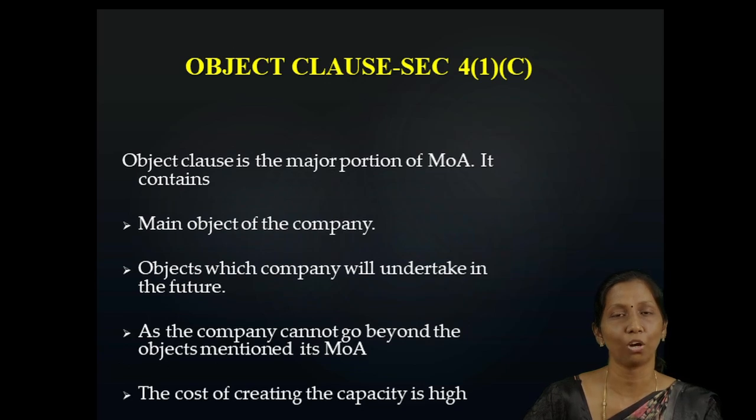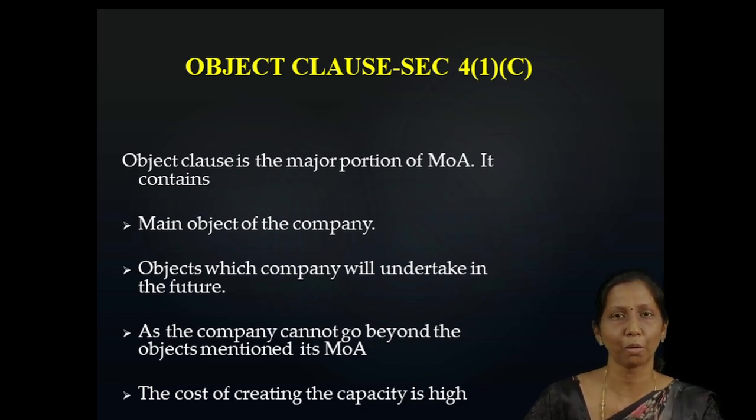The next one is the object clause. Already we have mentioned the object of the Memorandum of Association. In the Memorandum of Association, the object should be clearly mentioned: what is the objective of the company, and for which objective the company is incorporated. So it should be mentioned in this object clause. It comes under section 4(1)(c).